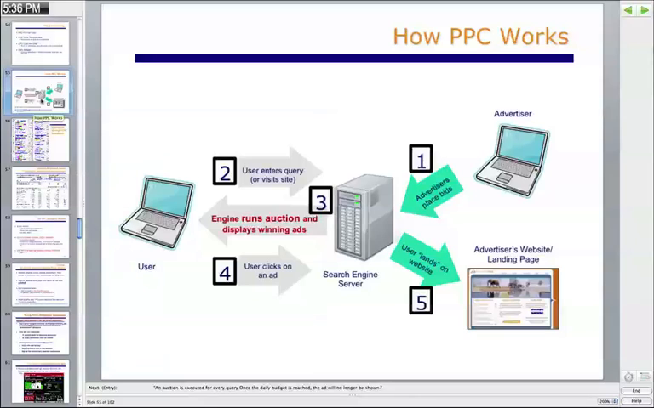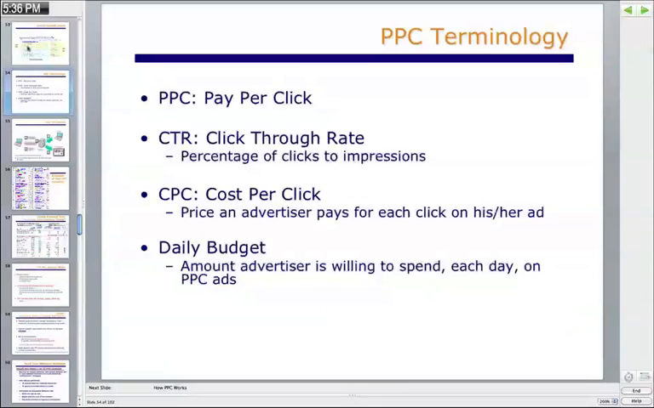So we have the following terminology that we discussed. We have pay-per-click, where the advertiser pays every time the ad gets clicked. We have click-through rate, which is the percentage of user clicks to impressions, or times that the ad has been shown. So for an ad, the click-through rate would be the ratio of user clicks over total times that the ad has been shown.